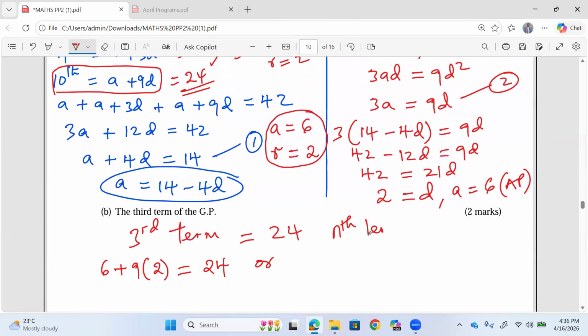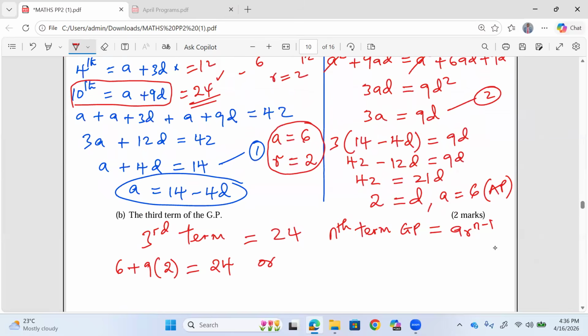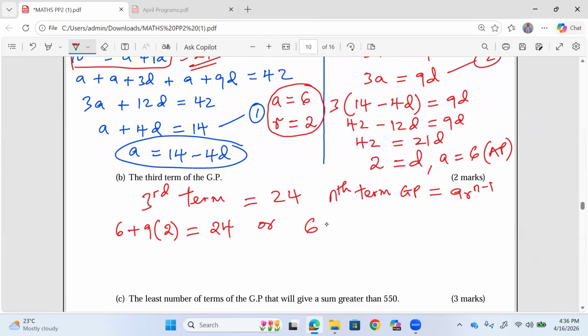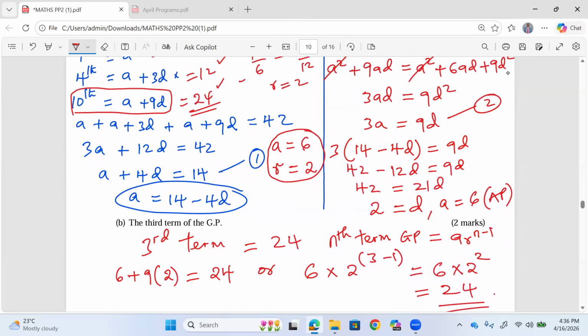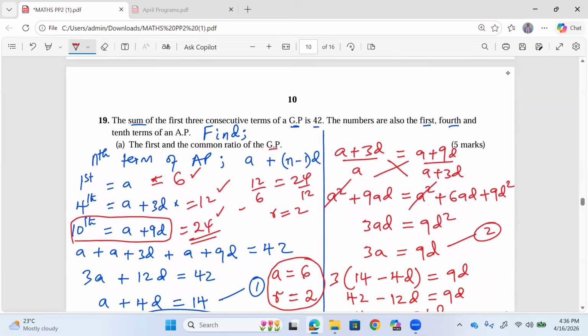Or, the nth term in what we call a GP is given by A times r power n minus 1. So A is 6, r is 2 power, because it is the third term, 3 minus 1. So this is going to be 6 times 2 power 2. 2 power 2 is 4. So 6 times 4, we get 24. So we can also work it out that way. That is Part B. If you're getting something, remember the comment, type I am learning.